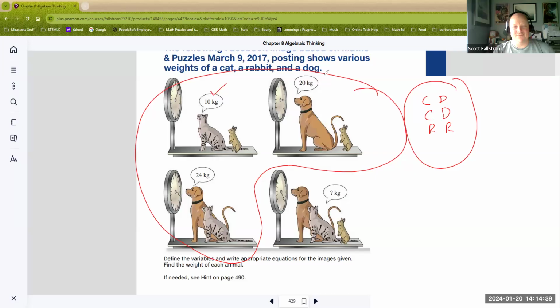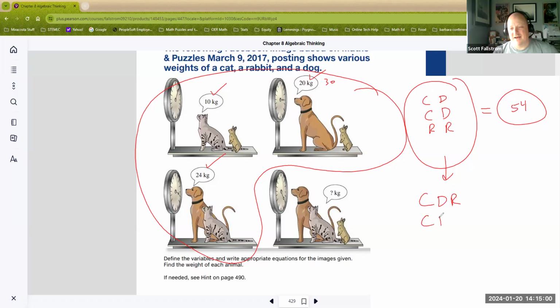And then all you do is say, well, just put everything on the scale. So I have 10 plus 20, that's 30 plus 20, that's 54, right? There's 54. And if you look at this, take a look at this. Look at what you have. You have a cat, a dog, and a rabbit.